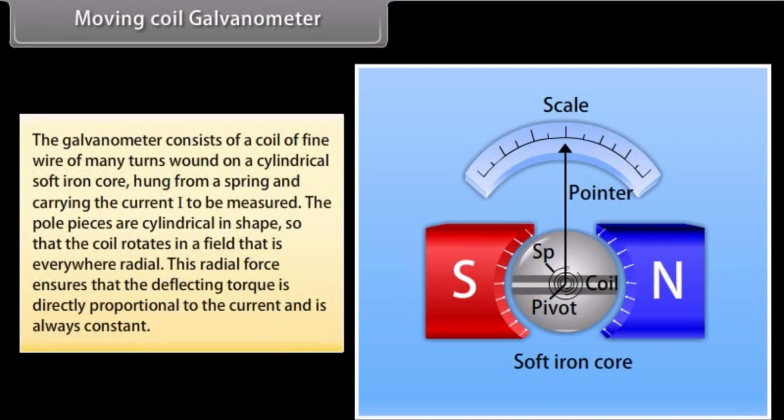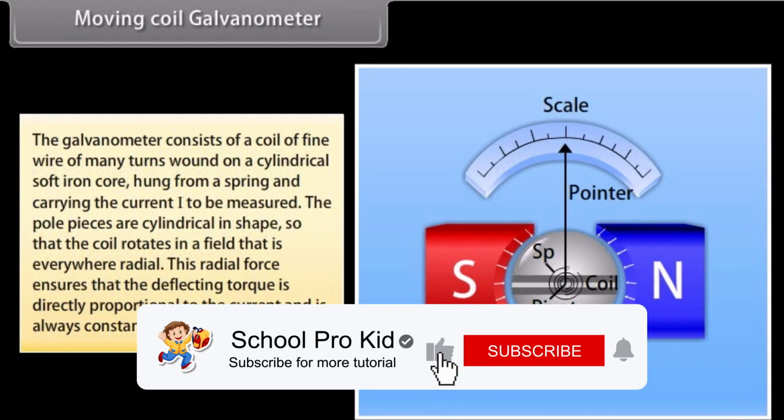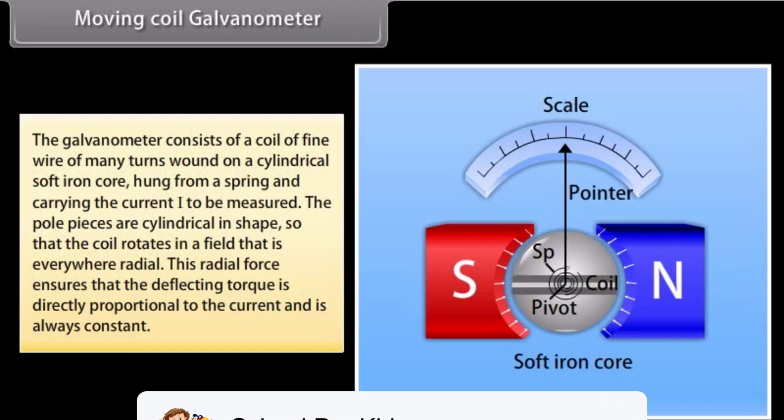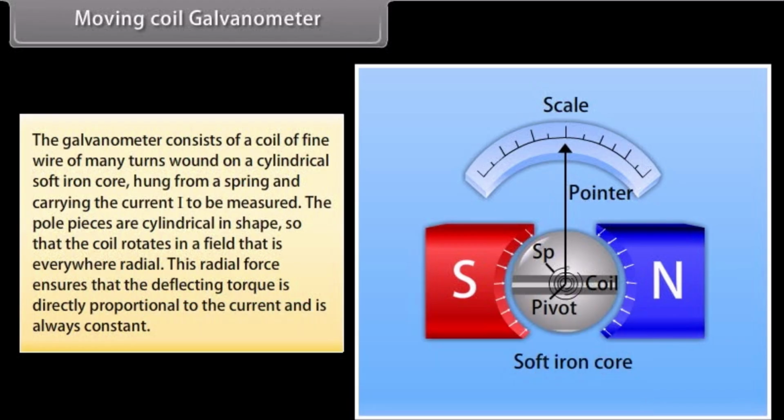The galvanometer consists of a coil of fine wire of many turns wound on a cylindrical soft iron core, hung from a spring and carrying the current I to be measured. The pole pieces are cylindrical in shape so that the coil rotates in a field that is everywhere radial. This radial field ensures that the deflecting torque is directly proportional to the current and is always constant.